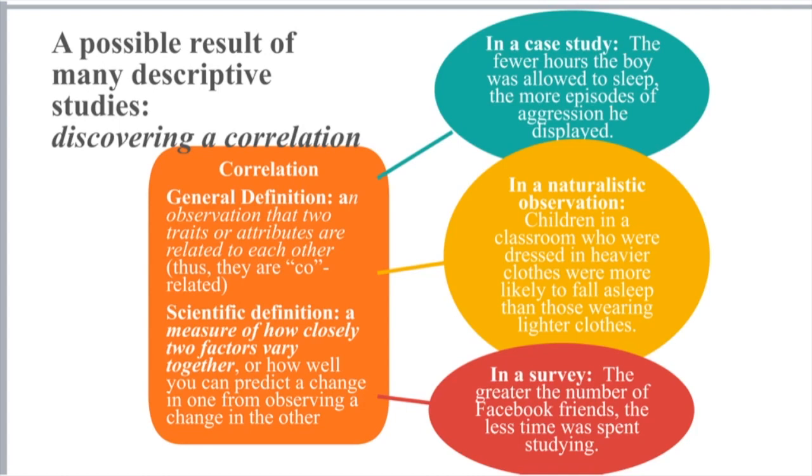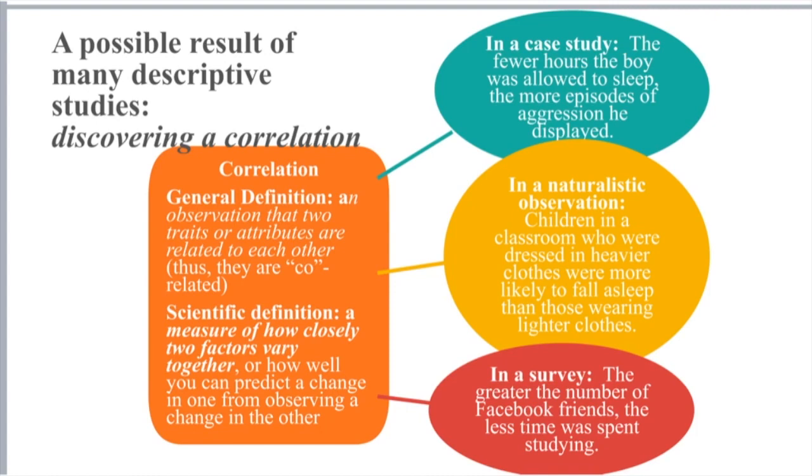In naturalistic observation, children in a classroom who were dressed in heavier clothes were more likely to fall asleep than those wearing lighter clothes, right? Overall, we're watching all the kids in the classroom. Those that have heavier clothes are correlated with, or more likely to, fall asleep. So there's a correlation between heavy clothes and being tired.